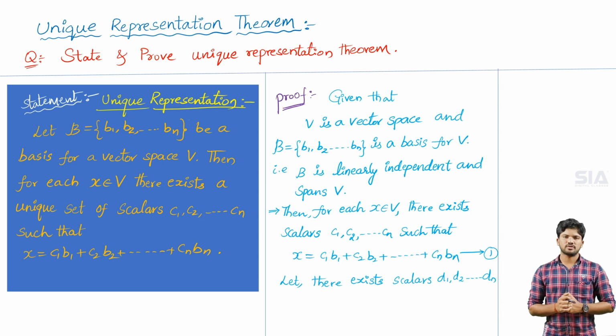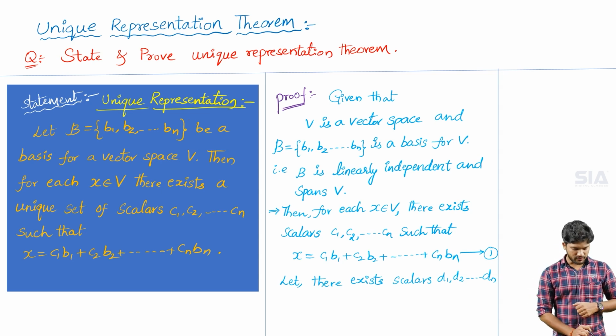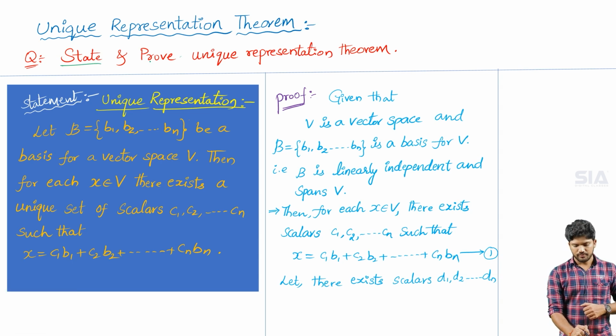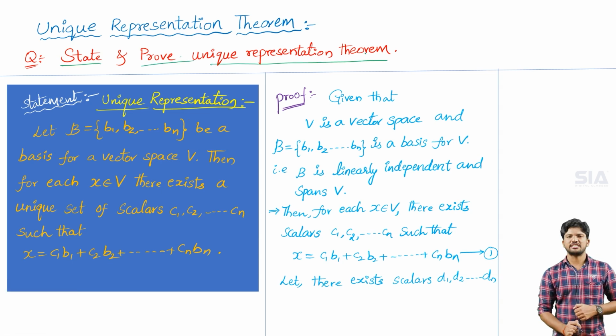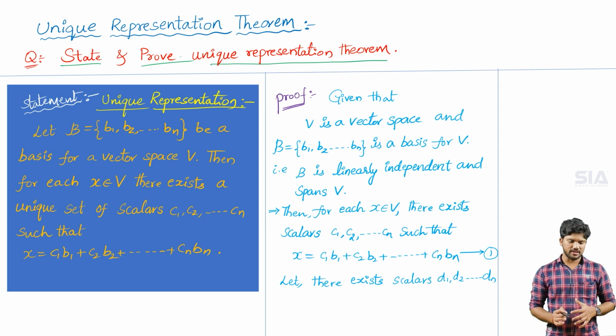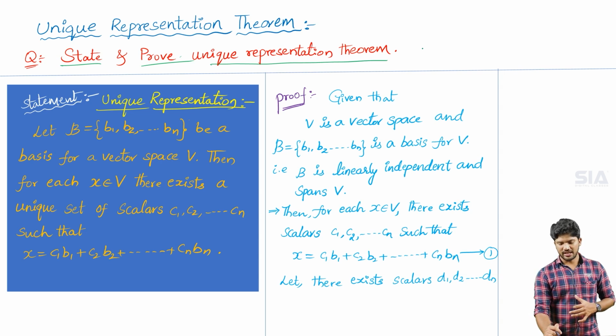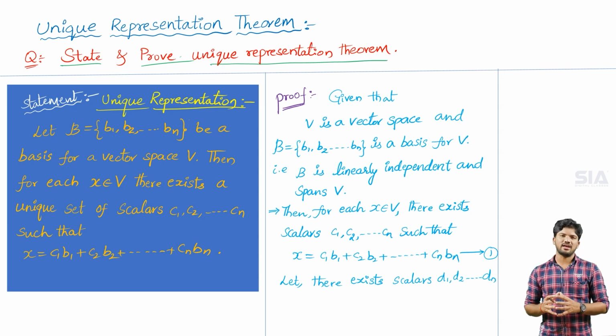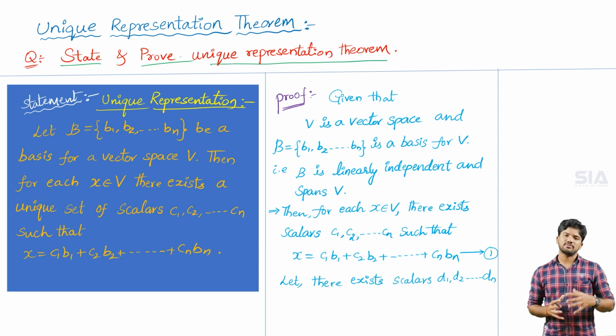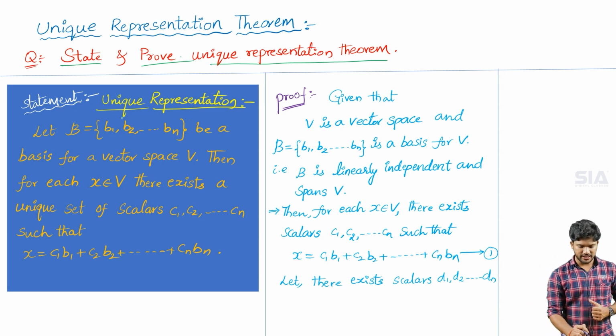So in this lecture, we are going to discuss the unique representation theorem. First of all, observe the statement of this theorem: state and prove the unique representation theorem. That means in this theorem, we are going to discuss the unique representation of a vector, that is, a linear combination of vectors. So, see the statement.